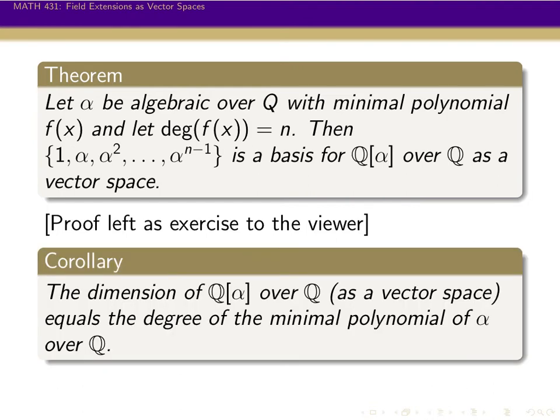Okay. And so an immediate corollary to this, if you look and count through how many elements we have in this basis that we proved before, well, there are exactly n of them. And so the size of the basis is the dimension of the space. And so this tells us that the dimension of Q adjoin alpha over Q is equal to the degree of the minimal polynomial of alpha. Okay, so knowing what the minimal polynomial is tells us what the dimension of the space is.